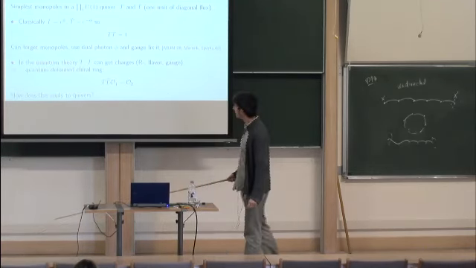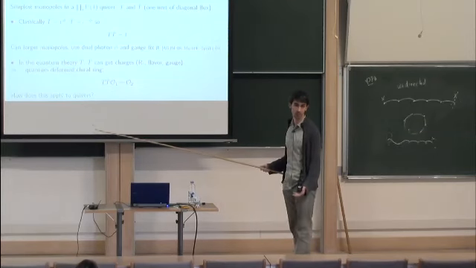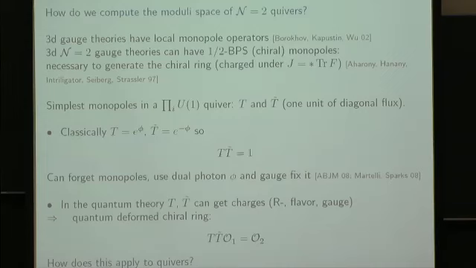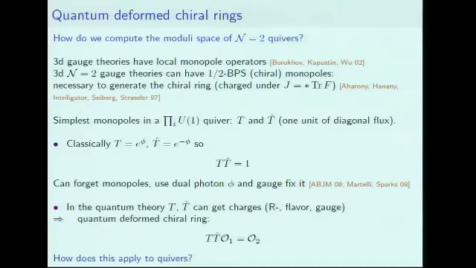However, in the quantum theory, it can happen that these monopoles, T and T tilde, can get charges, for instance R charges, flavor charges, gauge charges. And so in particular, it can happen, and in general it does happen, that this relation can no longer be true, just because T T tilde is not neutral, so it cannot be equal to 1. And so in general, in the chiral ring, there are some quantum deformed relations of the following form, in which O1 and O2 are some strings in the fundamental fields. So the second question I want to pose is how do we apply this to compute the quantum moduli space of these quivers?